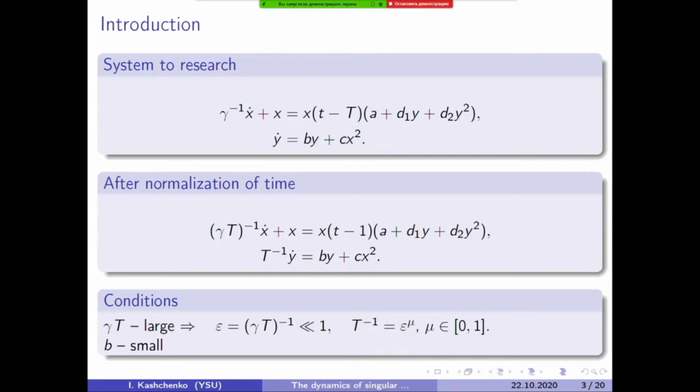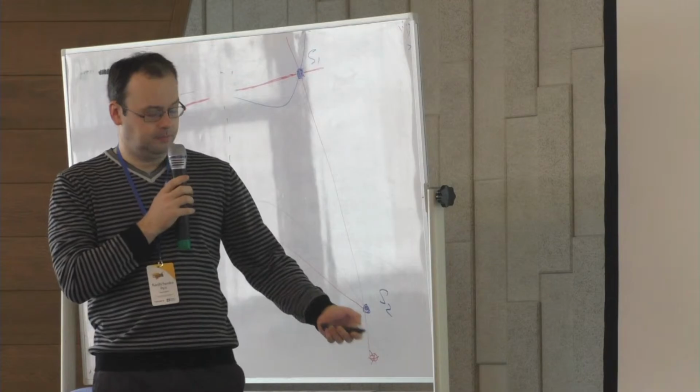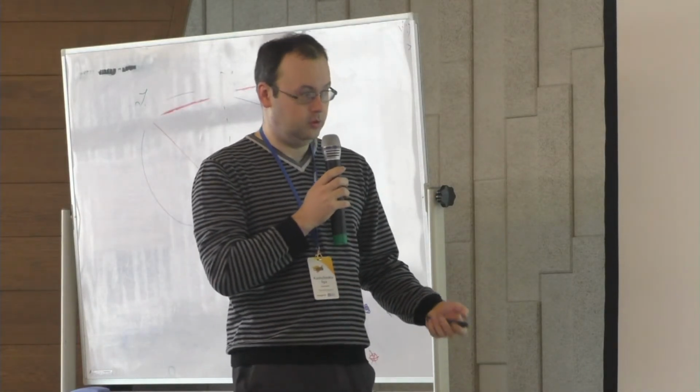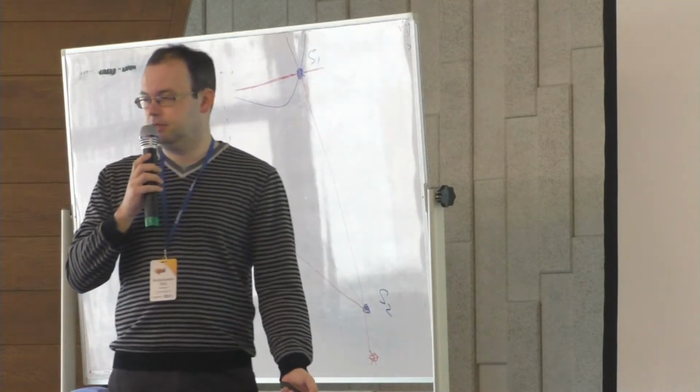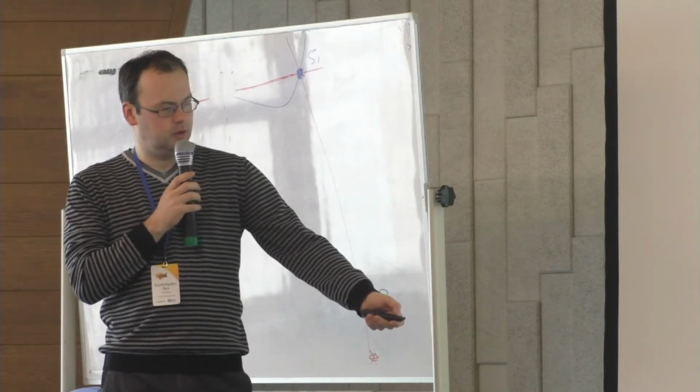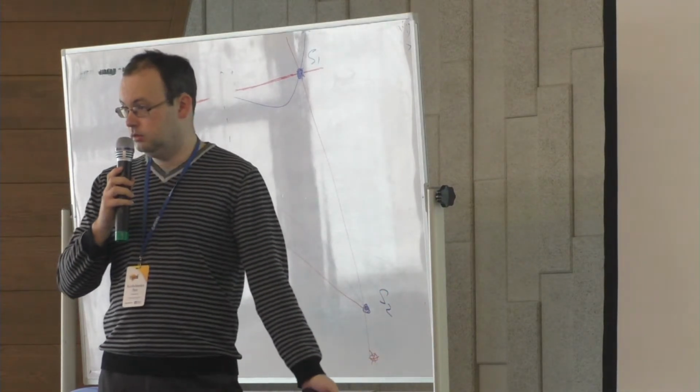And the second condition is that the parameter b is small at the same time. So we have at least two or even three small parameters: epsilon, epsilon to the power of mu, and b.